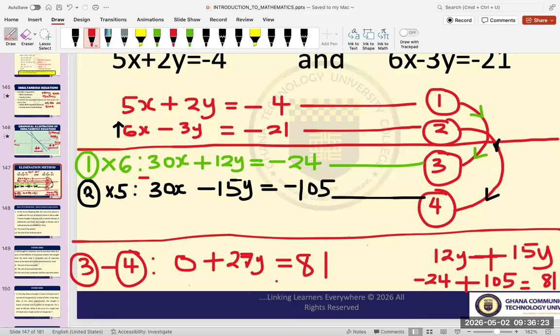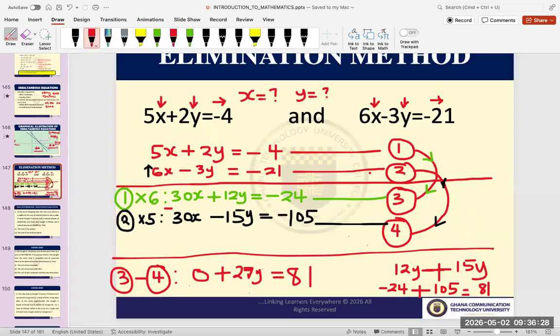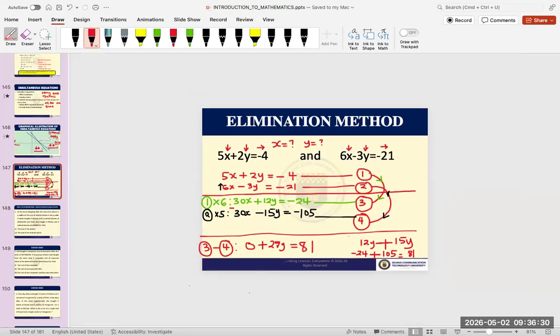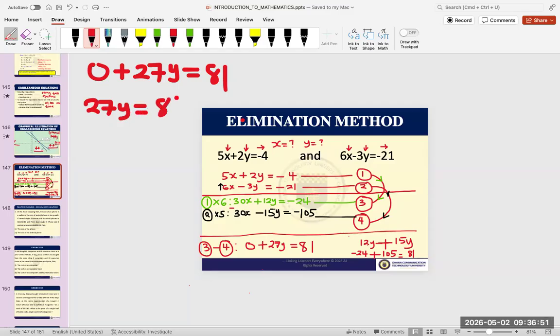So now see, the equation has reduced. Now I have 27y equals 81. Let's solve it now and finish up, and then I can open the floor for your questions. So 0 plus 27y equals 81. We divide every side by 27.